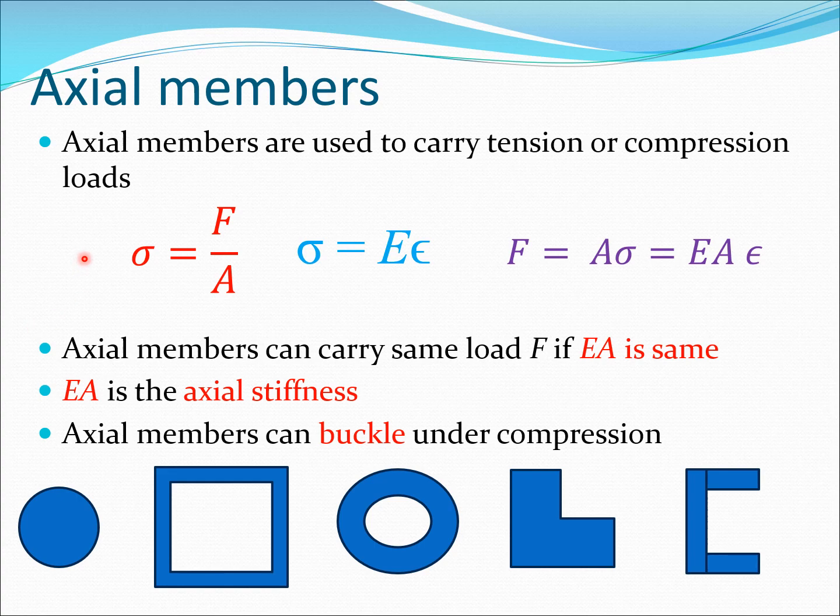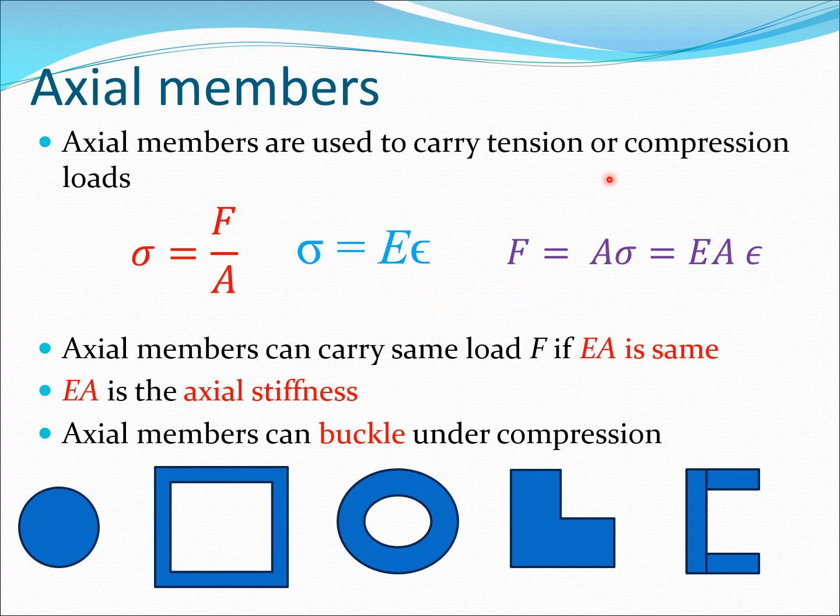Now let's look at certain structural members which are widely used. So let's start with the axial members. And axial members are essentially like the rod I showed you before. They are used to carry tension or compression loads, and in the case of axial members you have the simple formulas which apply. So sigma is F by A, that's the stress. Sigma is also E into epsilon, that's the Hooke's law. And so I can write F is A into sigma from this equation, and then I can write this is equal to EA epsilon from this equation here.